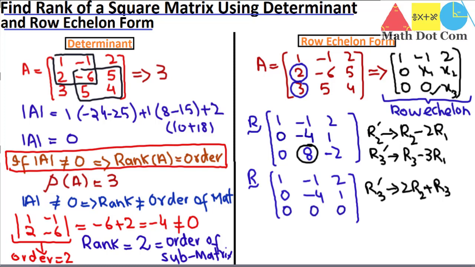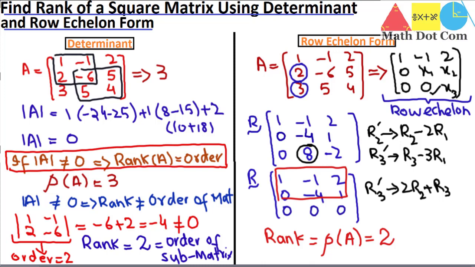So what have we got? We have got zeros in the last row, and rank is the number of non-zero rows. So from here we can say, how many non-zero rows do we have? We have 2 non-zero rows. So we can say that the rank of matrix A is equal to 2. So we have 2 rows that are not 0 and that are linearly independent. So the rank is like this.